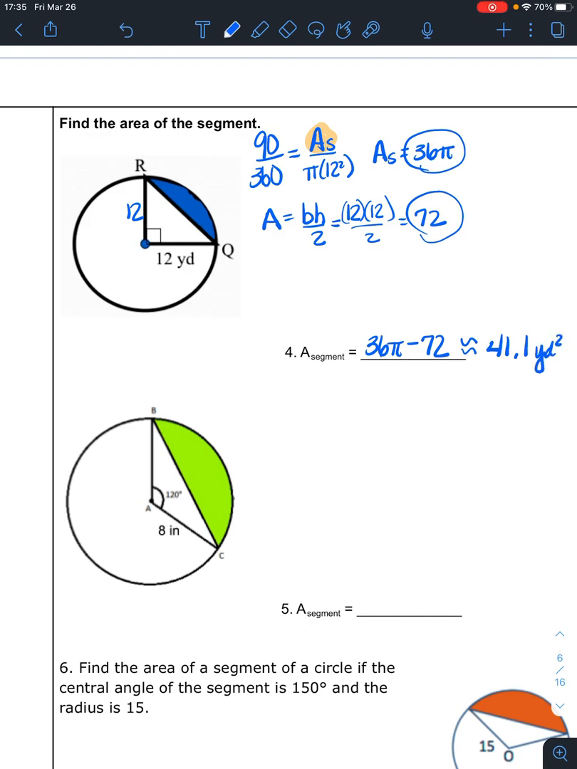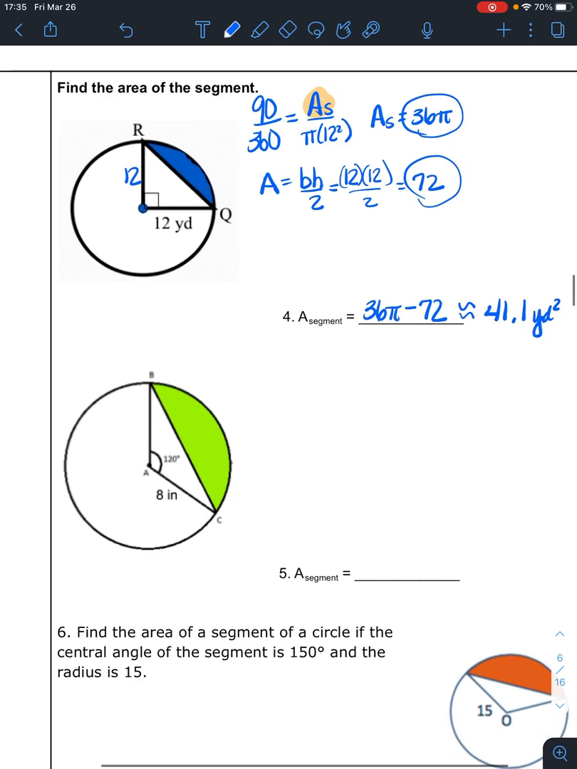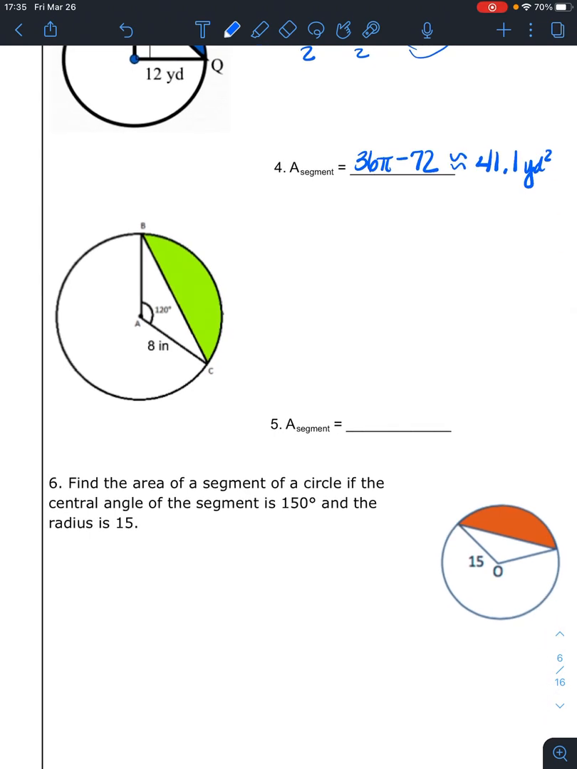You should always look and see whether things make sense, and that would be square yards or yards squared. Look and see if things make sense. That was a really big number, especially if you just estimate 36 times 3 for that 36 pi. That was way too big.